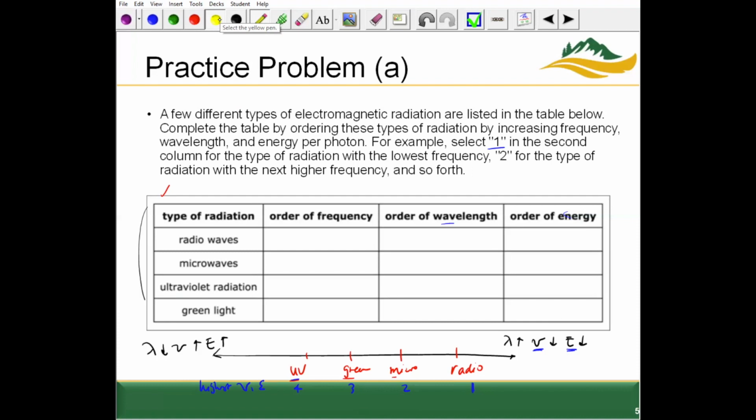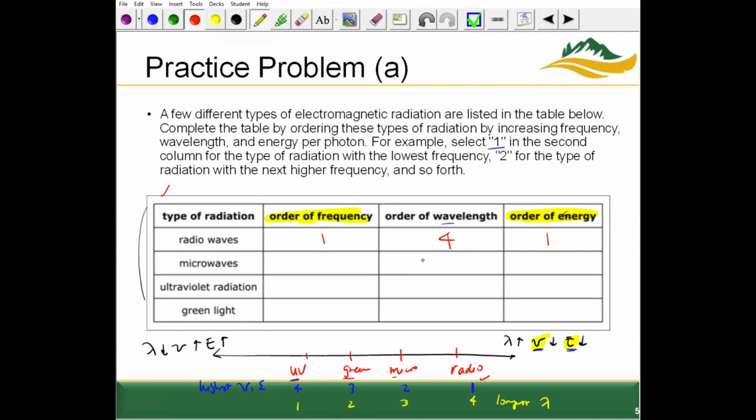So the smallest wavelength is for UV, then next for green, then for micro, then for radio. This has the longest wavelength over here. So this column is going to be the same ranking as this column. Frequency and energy are directly connected, directly proportional. So radio waves have the smallest energy and the smallest frequency, but the highest wavelength or the greatest wavelength.